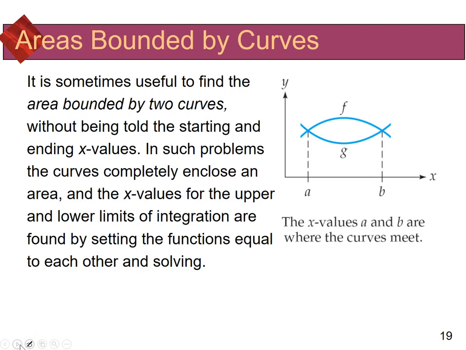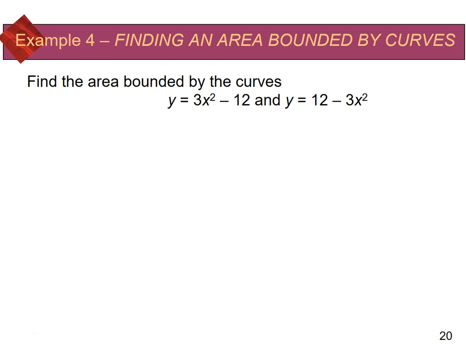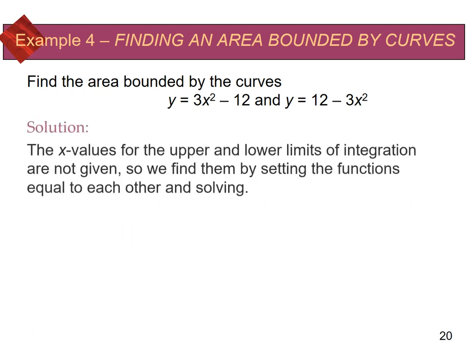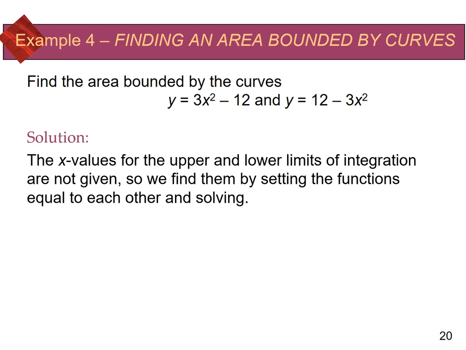When you have areas bounded by curves, you're going to have more than one intersection point. You're looking to find out what's the area that's being bounded by the two curves. So as an example, I have y equals 3x squared minus 12 and y equals 12 minus 3x squared. The x values for the upper and lower limits of integration are not given, so we have to find them by setting the functions equal. They're not telling us to go from x value to x value. We have to know where the intersection points are and move from left to right.